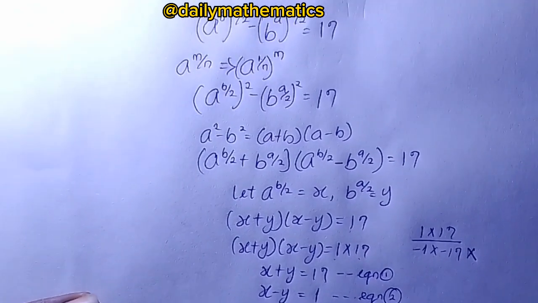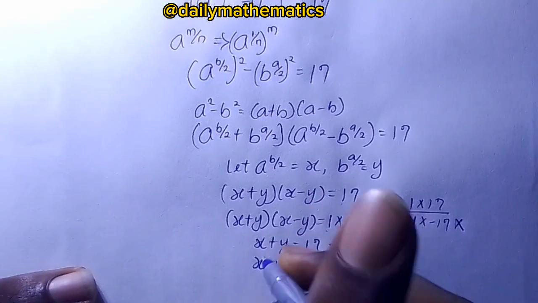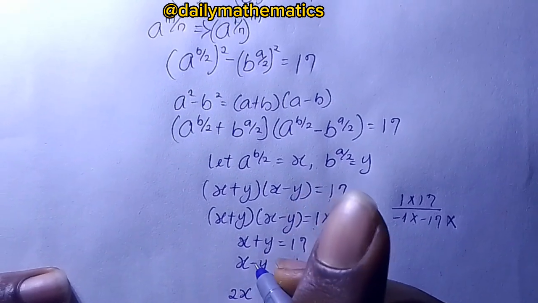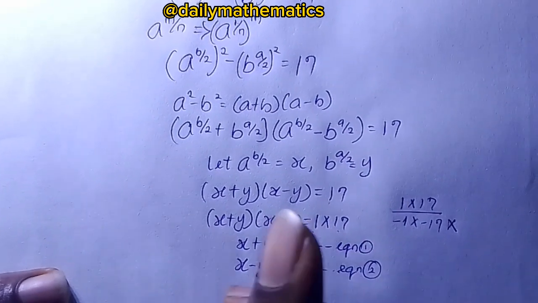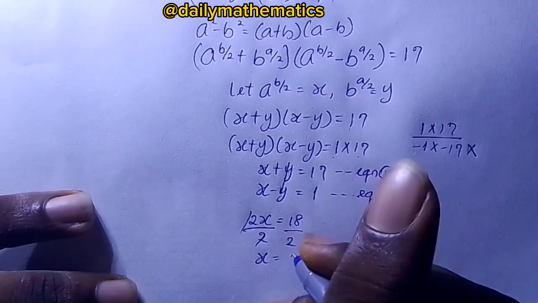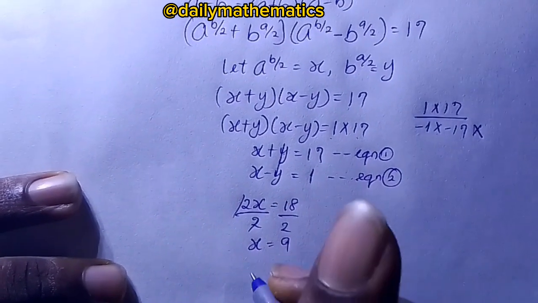So from equation 1, let's work it out in an elimination way. So we add both equations. x plus x gives us 2x, y minus y cancels, and so we have 17 plus 1, 18. Divide both sides by the coefficient of the variable, which is 2: x equals 9. That is for x.